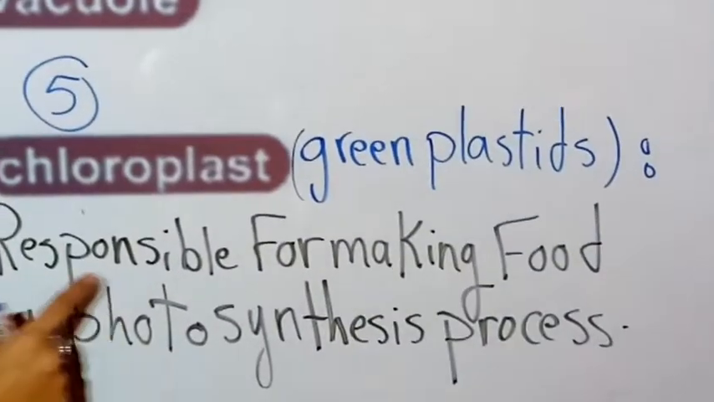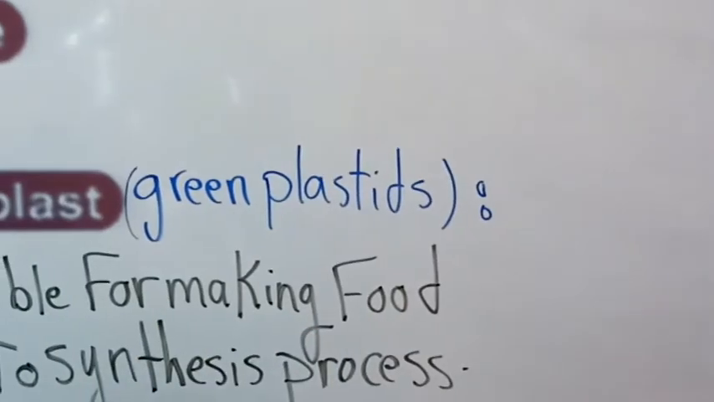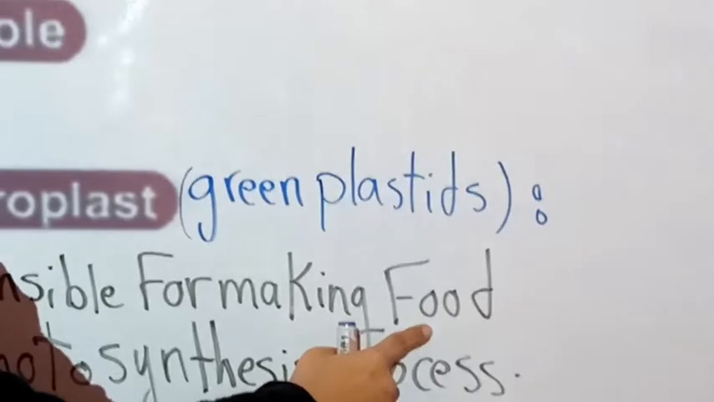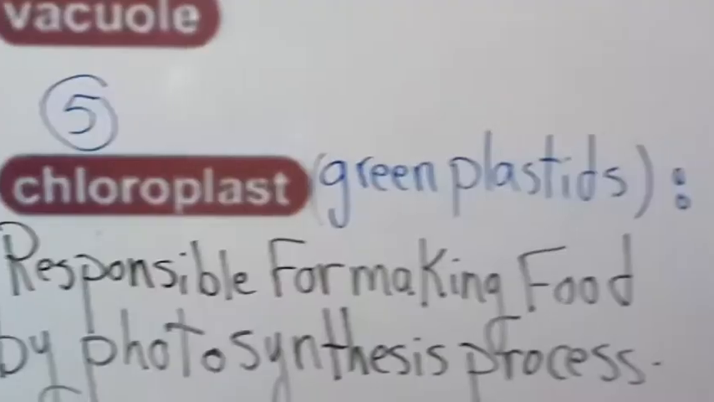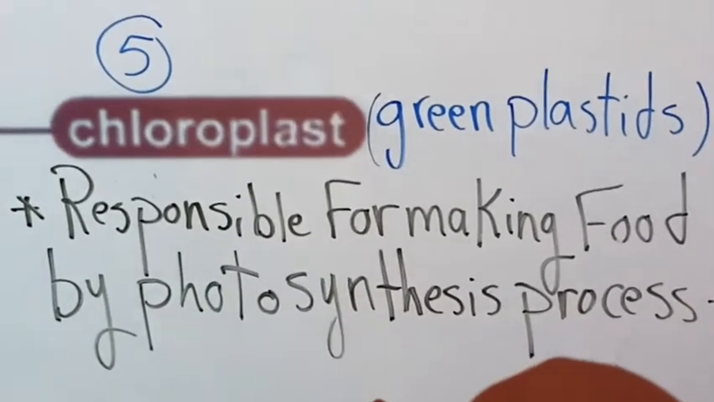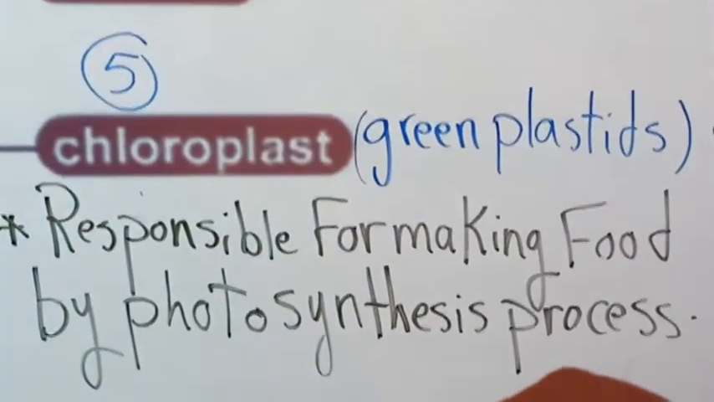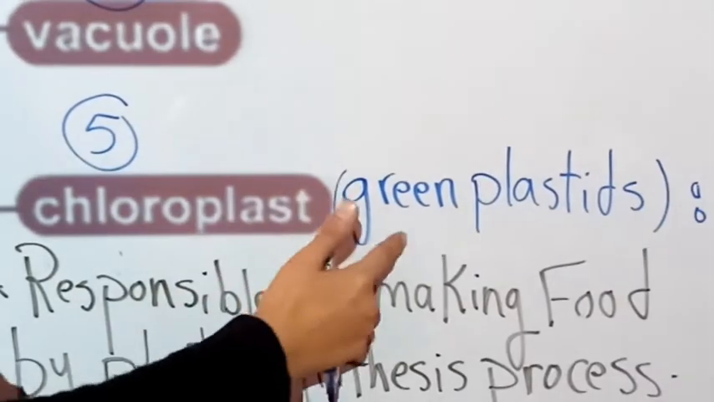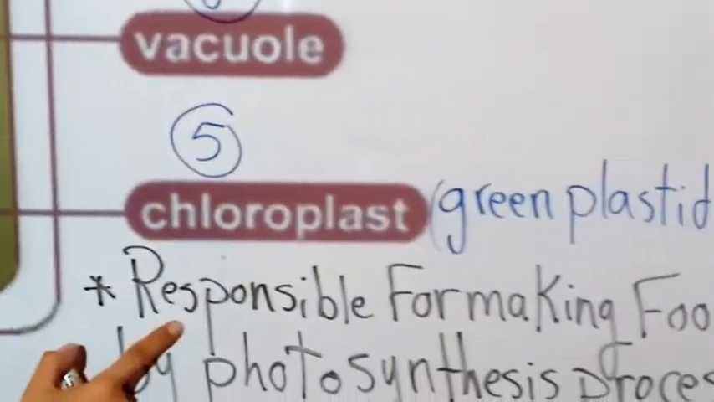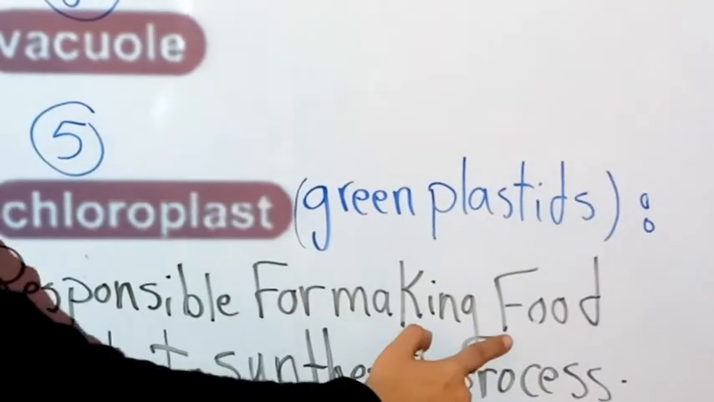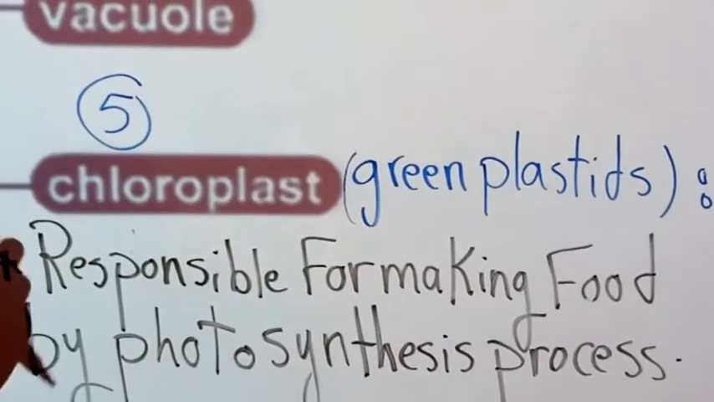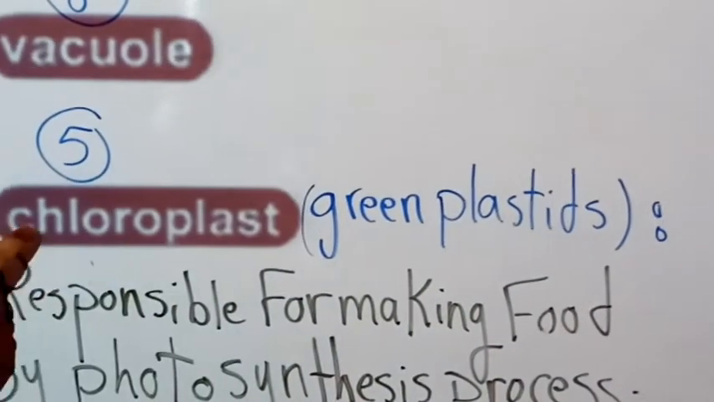It's responsible for making food for the green plants. Why? To support the plant cell. How? By absorbing the sunlight during the photosynthesis process. So again, the chloroplasts or green plastids in the plant cell are responsible for making food during photosynthesis by absorbing the sunlight.